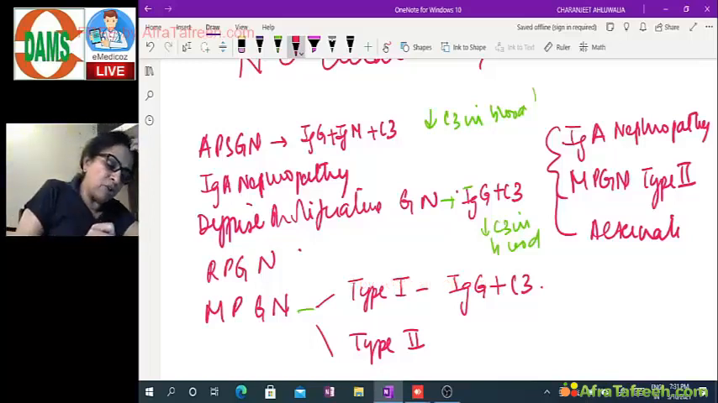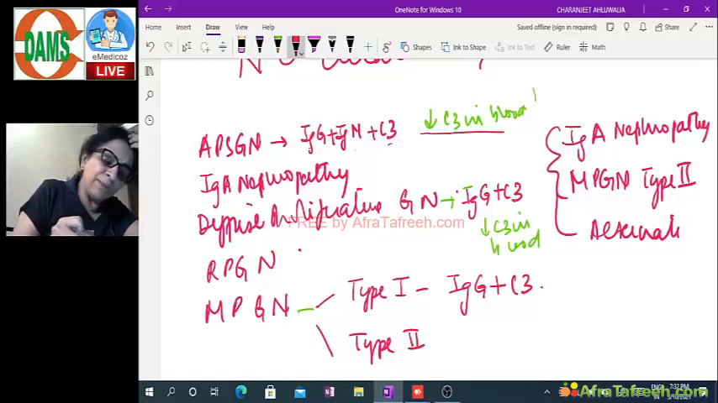Now in acute post-streptococcal glomerulonephritis, the deposits on immunofluorescence were granular deposits containing IgG, IgM and C3. Now C3 is found in the glomerulus. So C3 is getting used up, so serum levels decrease. C3 will be reduced in the blood.